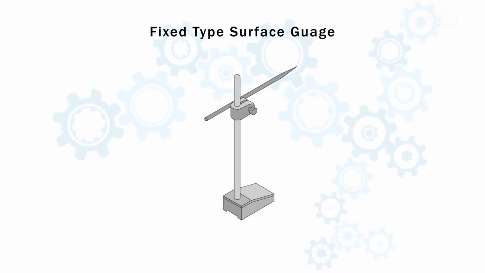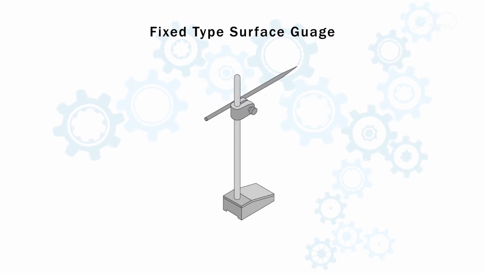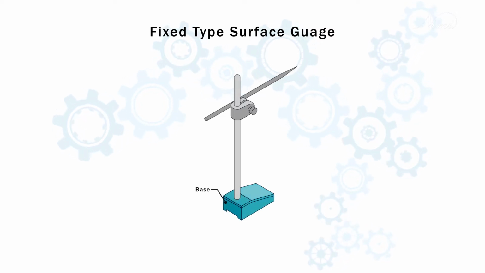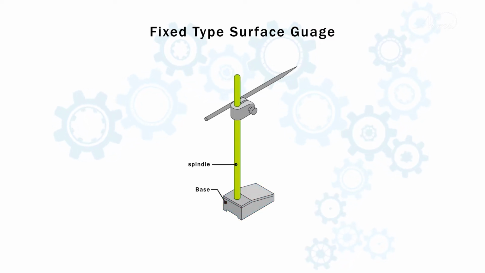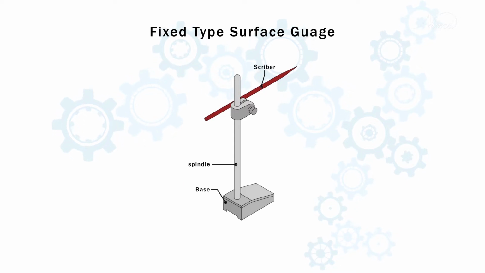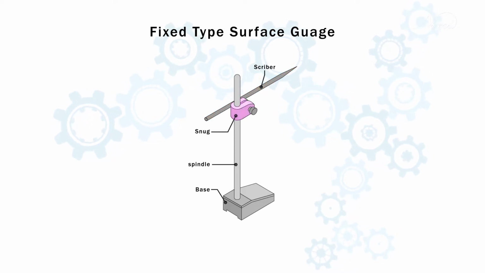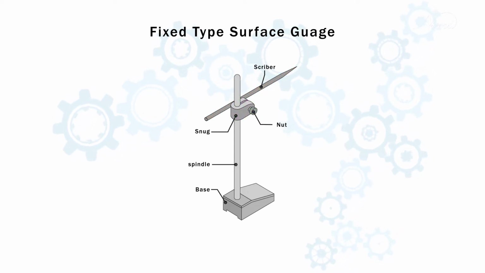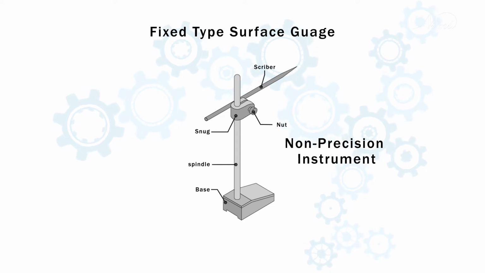The fixed type surface gauge consists of a heavy flat base and a spindle fixed upright, in which the scriber is carried along with a snug and clamping nut. The fixed type surface gauge is a non-precision instrument.